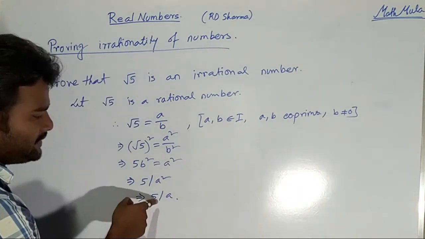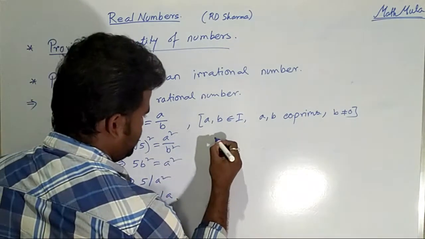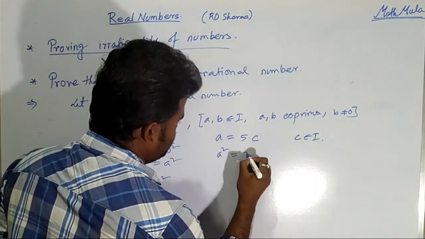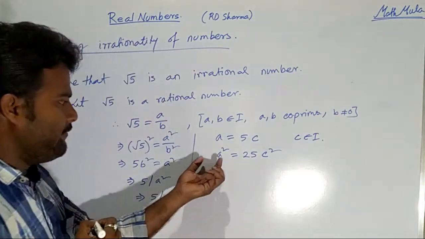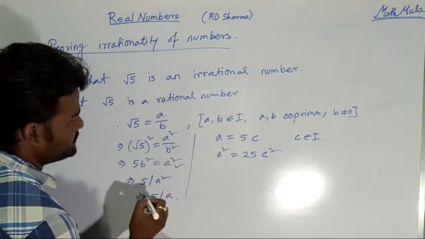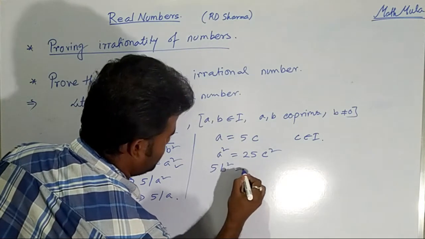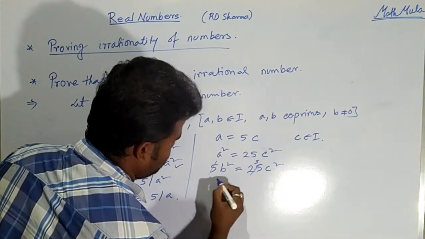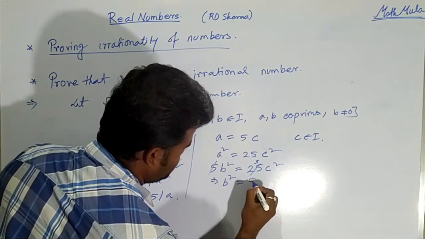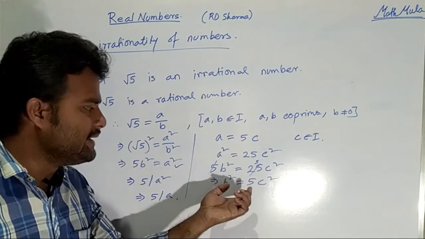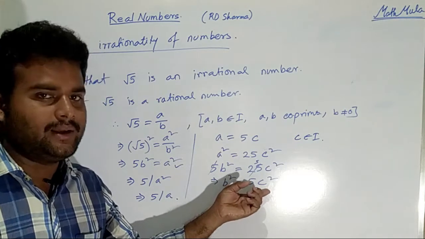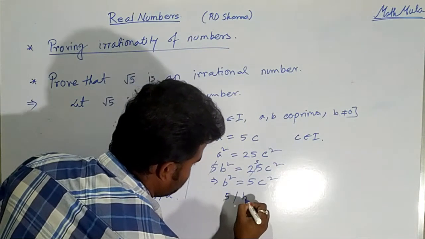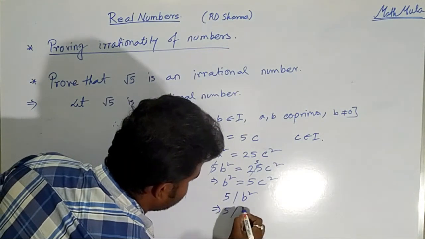Now since 5 divides a, we can write a is equal to 5c. Then squaring both sides, we get a square equals 25c square. Now putting the value of a square from here, we get 5b square is equal to 25c square. Now cancel 5 and 25, 5. That means b square is equal to 5c square. b square can be written as the product of 5 and c square. That means b square must be divisible by 5. 5 divides b square. That implies 5 divides b.